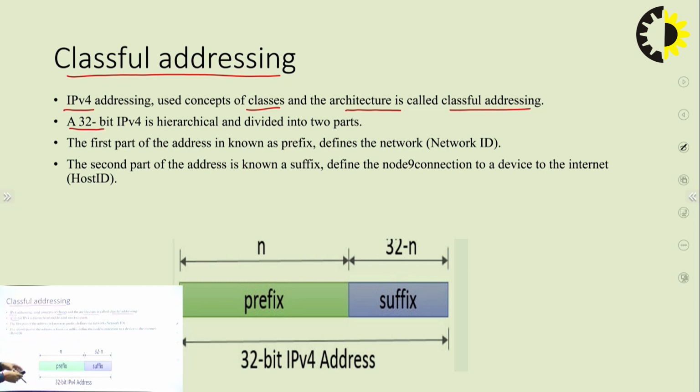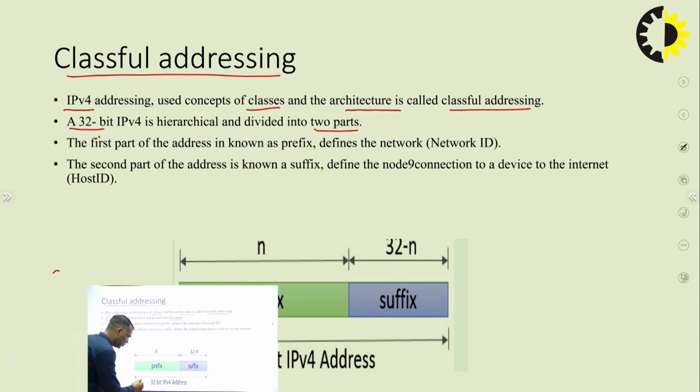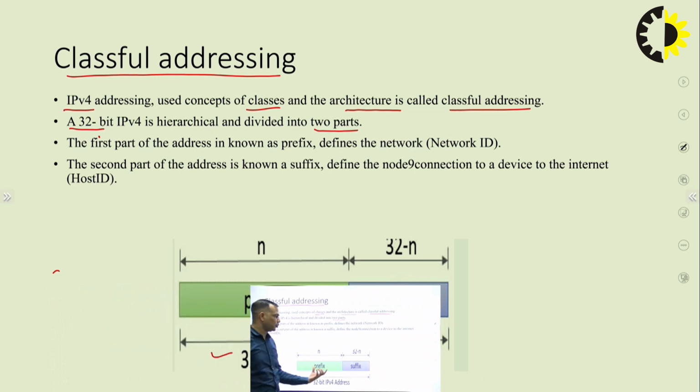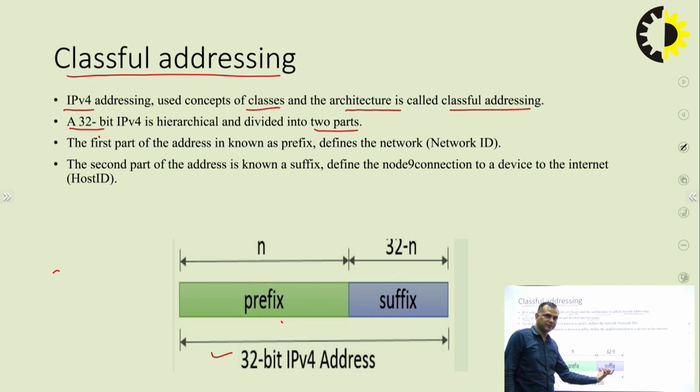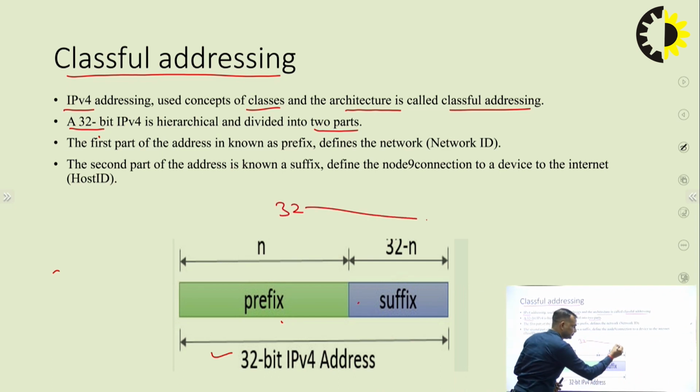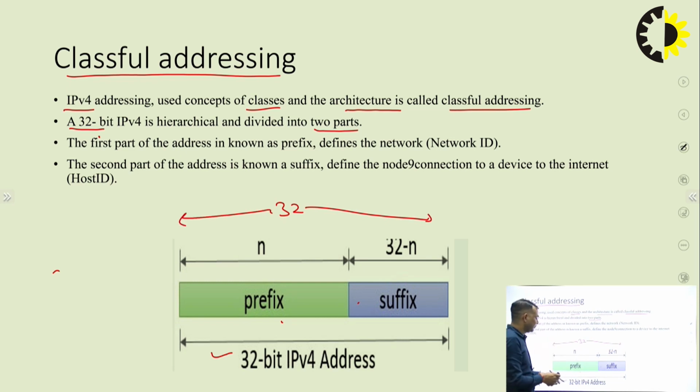And in version 4, what does it provide? It provides 32 bits. So IPv4, a 32-bit address, is hierarchical and divided into 2 parts. It is divided into 2 parts: one is the prefix, the second one is the suffix. Its total length is 32 bits. So if the prefix is of size n, the remaining is used for the suffix, that is 32 minus n.